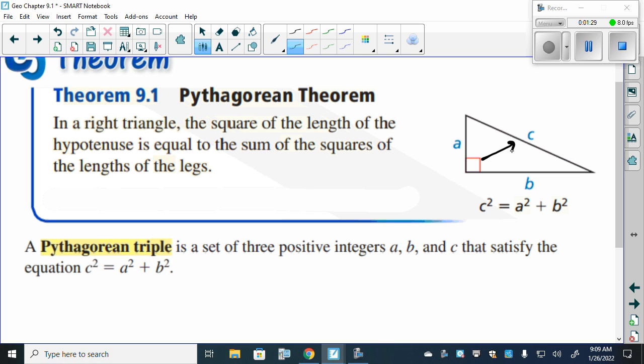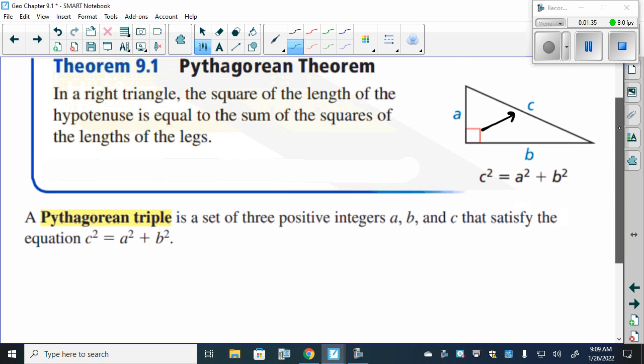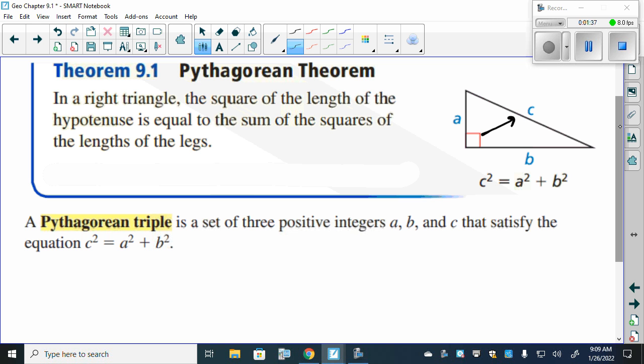Now, if we have three positive integers for a, b, and c that satisfy the Pythagorean theorem, we call them a Pythagorean triple. So any integer, any number that is not a decimal or a fraction, that makes the equation a squared plus b squared equals c squared true is considered to be a Pythagorean triple.